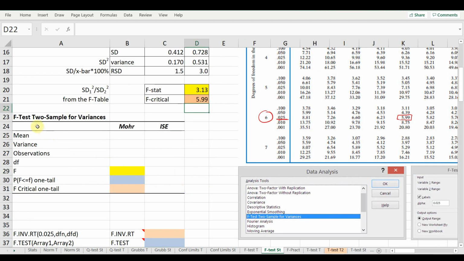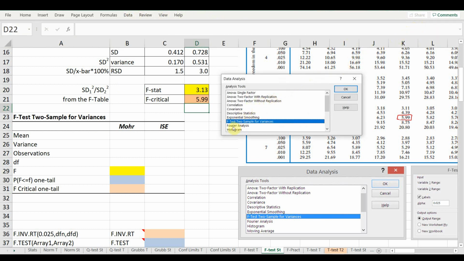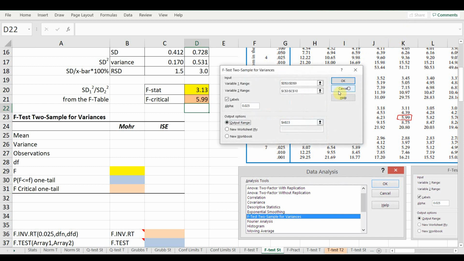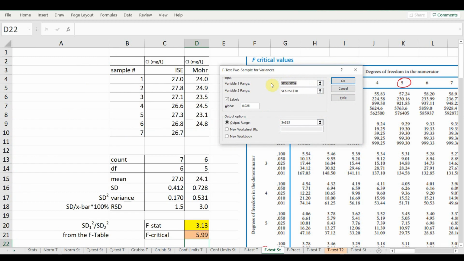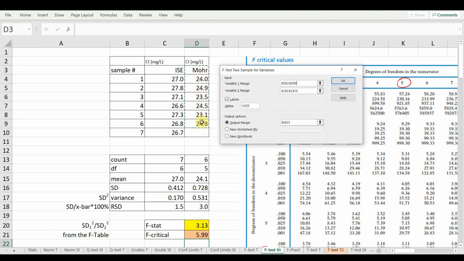Excel has a function built in for comparing two samples for variances. We'll find it on the Data tab under Data Analysis, and it'll be F-test Two-Sample for Variances. Just say OK. You want to give the data range that it's going to test. Variable range 1 will be the data with the higher variance. That'll be the Moore method. Include the title along with it so that it's labeled when we see it.